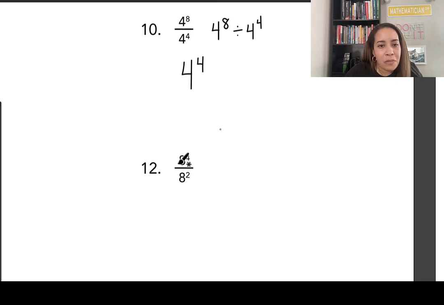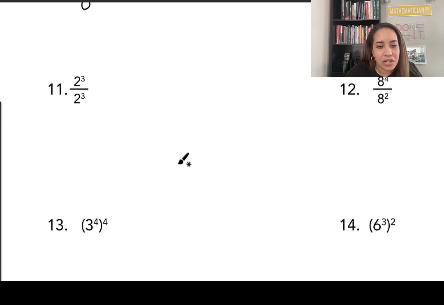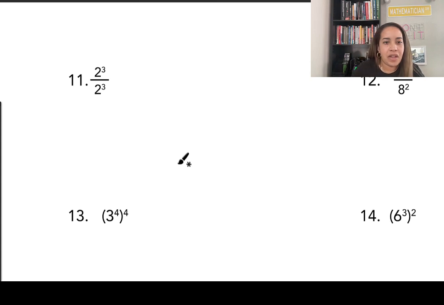I see a couple more division problems here on numbers 11 and 12. One thing I know right away is that we see the same thing on the top and on the bottom. So this actually just simplifies to 1. This was the same as 2 to the 3rd power divided by 2 to the 3rd power. So maybe you could have noticed that it was equal to 1 because they were the same on the top and on the bottom.